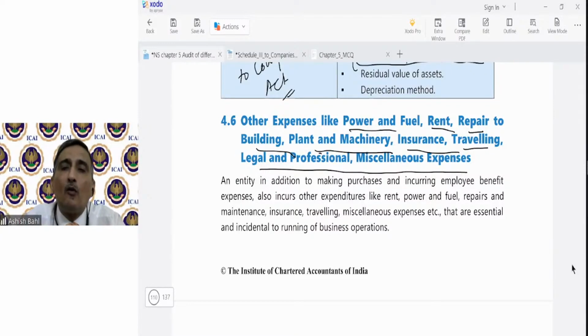Obviously, for what purpose have traveling expenses been incurred? Who undertook the travel, and what was the authorization? Whether there are supporting bills or vouchers along with traveling expenses. So all these kinds of things. Legal and professional expenses, on what account legal fees have been paid, select a few bills to see the legal expenses.